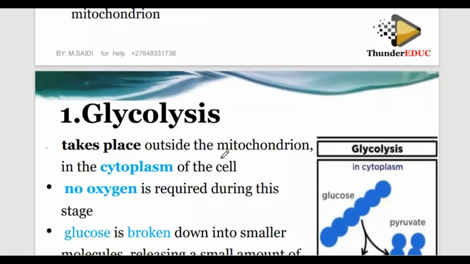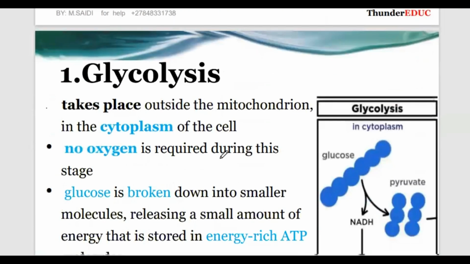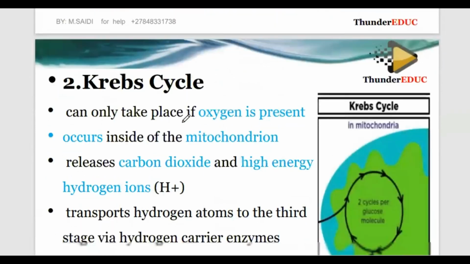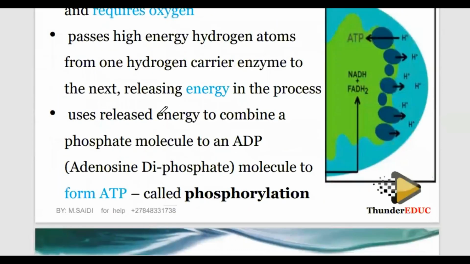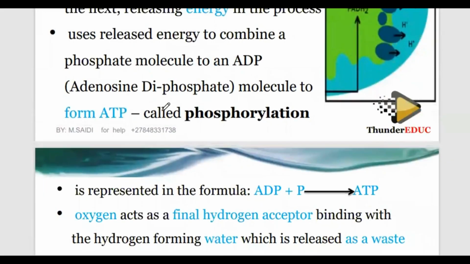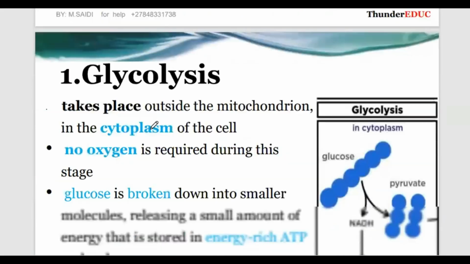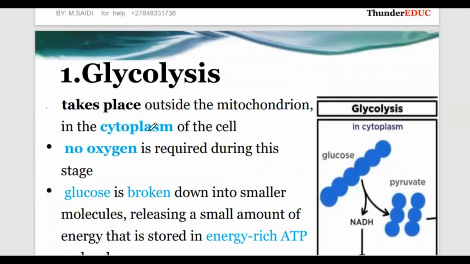So I'm going to stop here, and the next class is going to be talking about these processes. Glycolysis, I'm going to explain in detail. Krebs cycle, I'll explain it in detail so that you understand. I know that this is a challenge to many students, but by the time I finish this, you'll be able to understand it better and you won't have any difficulty.